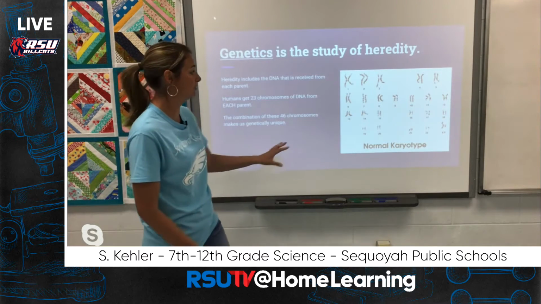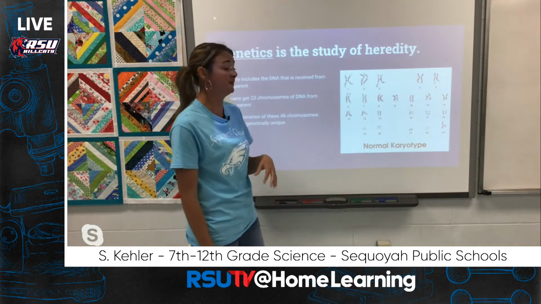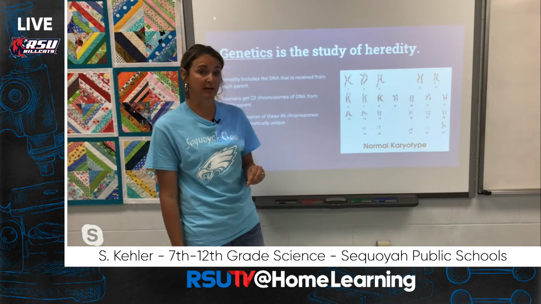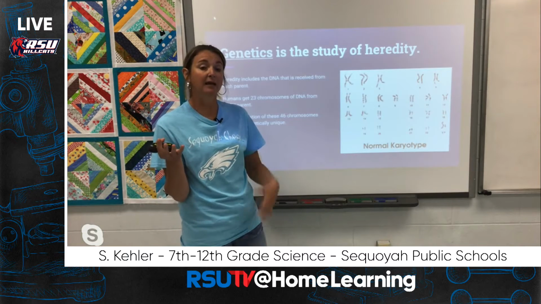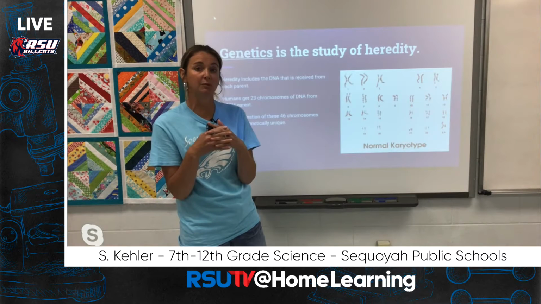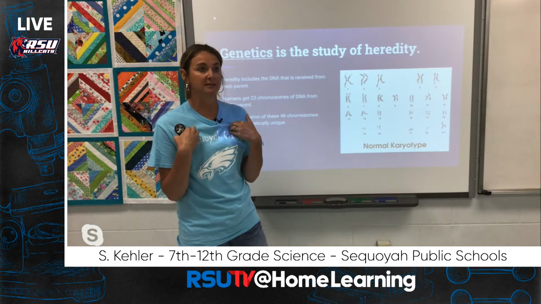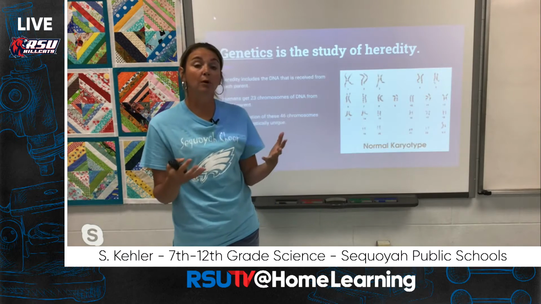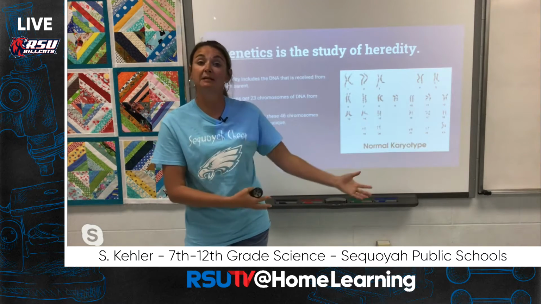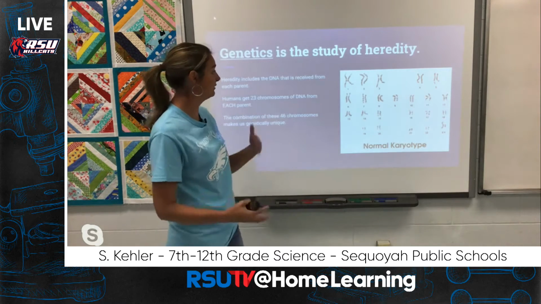In the human karyotype, this is a picture of someone's DNA. There should be 46 chromosomes, okay? I get 23 from my mom, and I get 23 from my dad. And then the combination of those 46 chromosomes makes me look the way that I look. And I don't always get the same chromosomes from mom and dad that my siblings get, okay? So that can also change. There's just different combinations that you can receive.